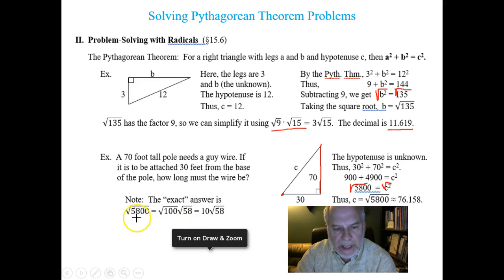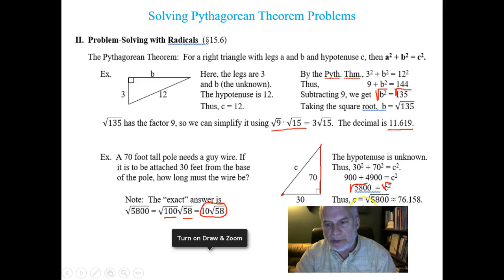Now, if you want the exact answer, you can split 5,800 up into 100 times 58. Why do I do that? Because you can take the square root of 100. 100 is a perfect square. It's 10 times 10. So the square root of 100 would be 10, and then you have 58. So 10 times the square root of 58 is the exact answer.